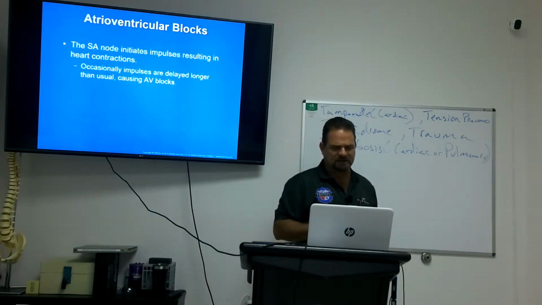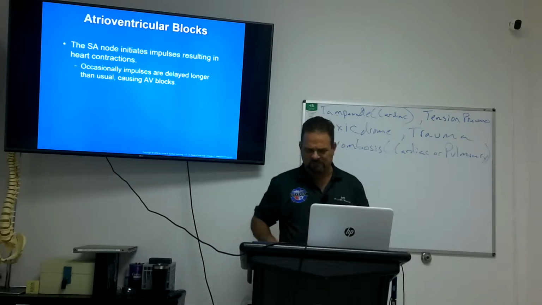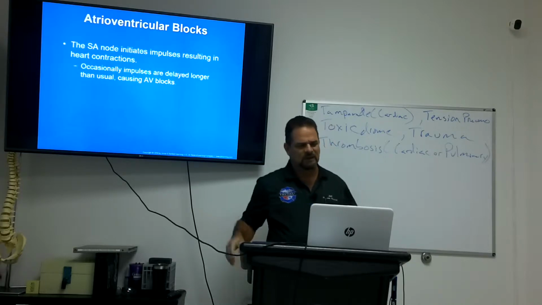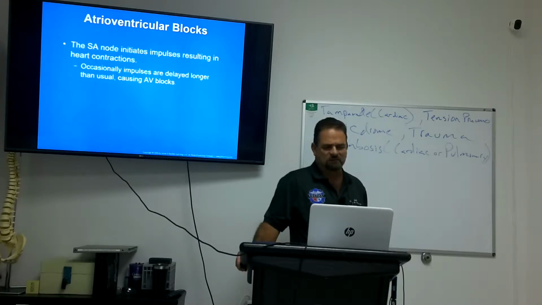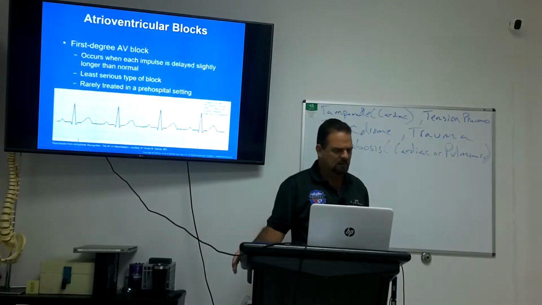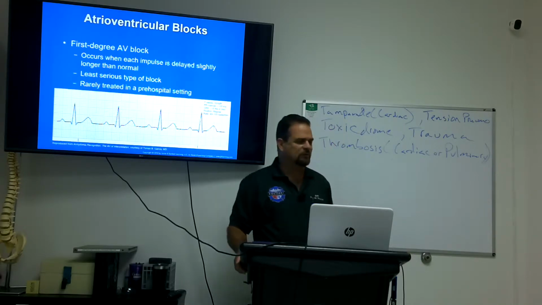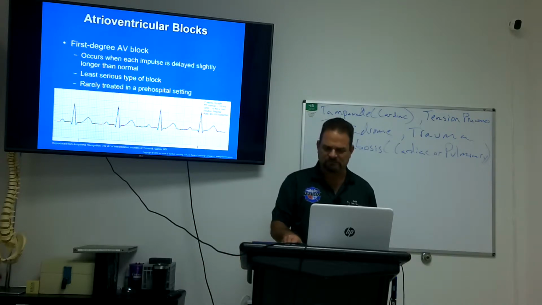AV blocks: the SA node initiates the impulse. We discussed that in the anatomy and physiology of cardiovascular, which proceeds through the atria and ventricles, resulting in heart contractions. Occasionally, impulses are delayed more than usual or completely blocked, causing AV blocks. The first degree AV block occurs when each impulse is delayed slightly longer than normal, resulting in a constant PRI that exceeds 0.20 seconds.